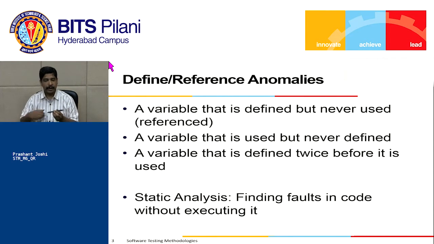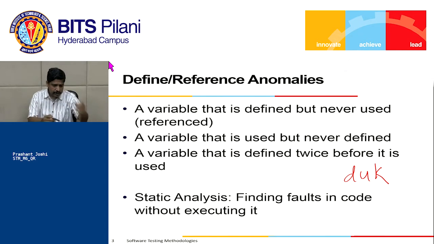So what are the anomalies that we look at? Typically, the anomalies that we look at would be around the DUK: a variable is used but not defined, a variable is defined twice, or a variable is defined but never used. And this is one of the techniques which allows us to do some amount of static analysis based testing as well, so you actually don't need to execute code. You find faults in the code without executing it. This could be done by tools, or by dry running the code.